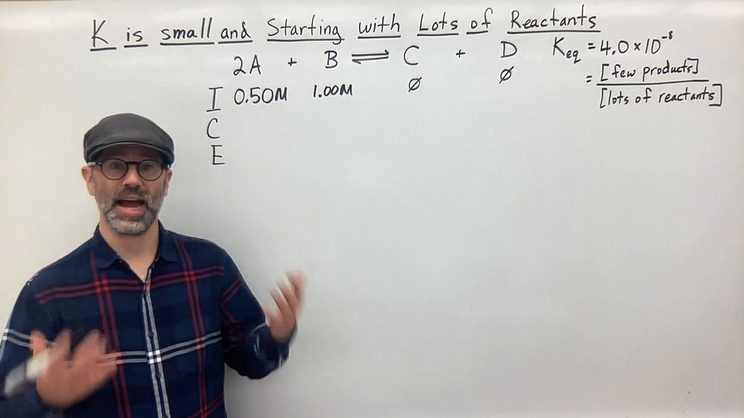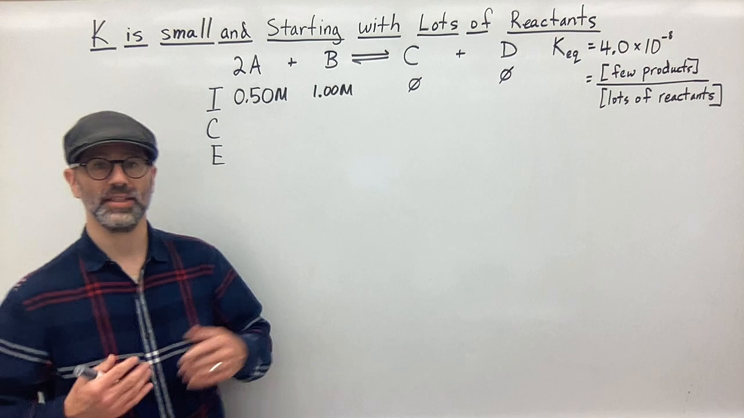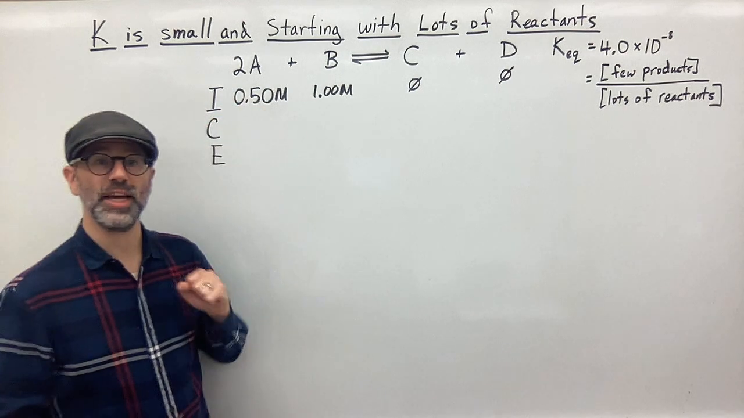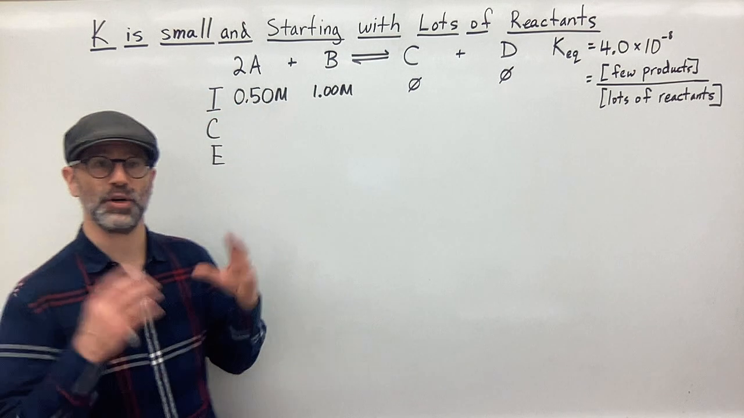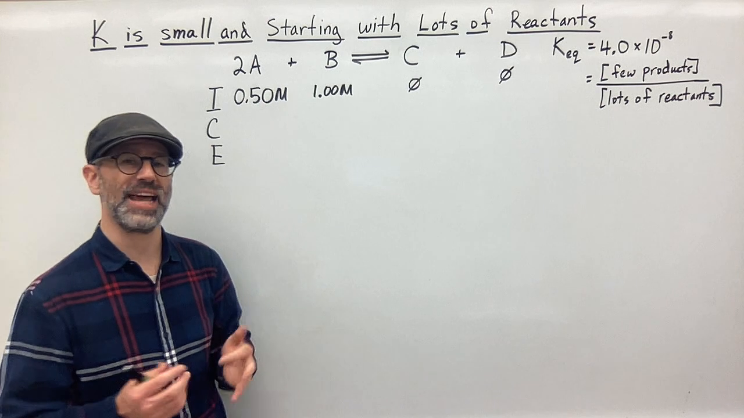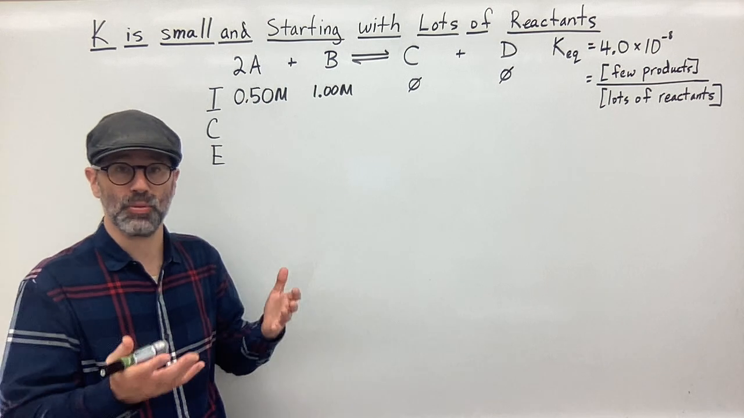And so in that case, what do we do? How do we solve this problem? So let's get into this. The situation we're in is we have a problem in which K is very small, and we're starting with a lot of reactants and very little product, or in other words, we have zero product.